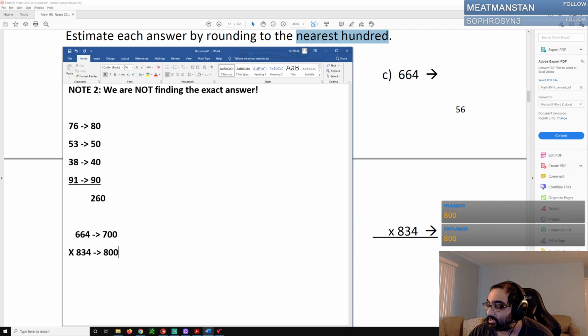Okay, so now we're just going to multiply 700 times 800. But here's the nice part about this: you can take a little shortcut just multiplying those two numbers together. You first figure out what 8 times 7 is. So let's do that. What's 8 times 7? Just that part there.